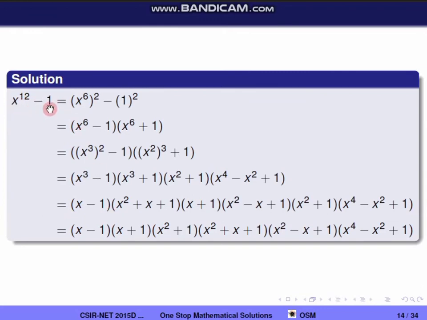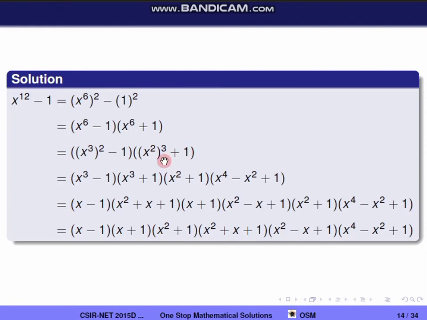So x power 12 minus 1 can be written as (x power 6) whole power 2 minus 1 whole power 2. This is of the form a square minus b square, so this can be written as (a minus b) into (a plus b). So this is equal to (x power 6 minus 1) into (x power 6 plus 1). Again this can be written as (x cube) whole power 2 minus 1 into (x square) whole power 3 plus 1. This is of the form a square minus b square, and this is of the form a cube plus 1. A cube plus 1 can be written as (a plus 1) into (a square minus a plus 1).